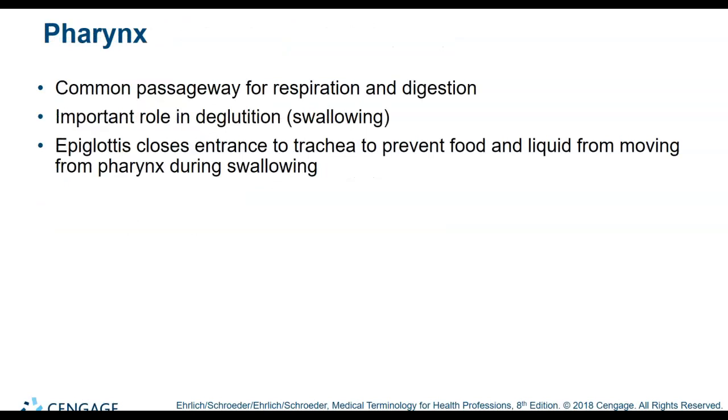The pharynx then is a common passageway for both the respiratory system and the GI system. Air and food pass through this. It plays a huge role in swallowing, and the medical term for that is deglutition. The epiglottis actually opens and closes at the top of the trachea to prevent food and liquid from moving from the pharynx into the trachea during swallowing.